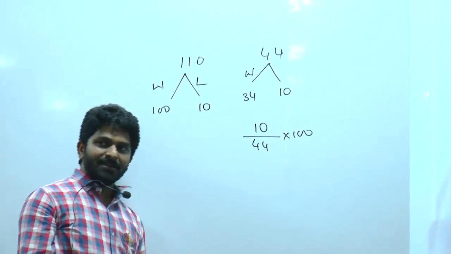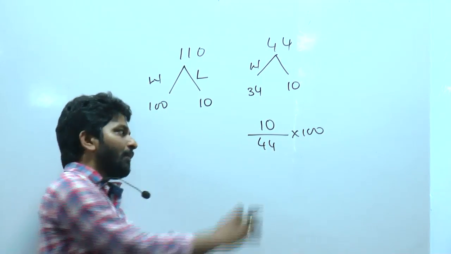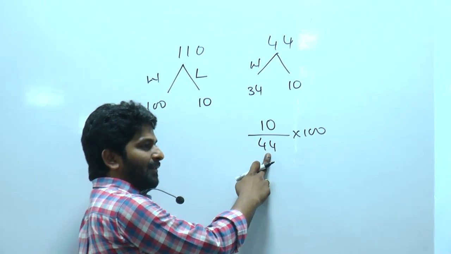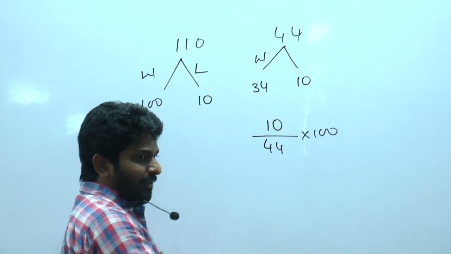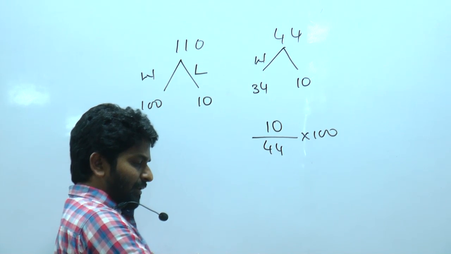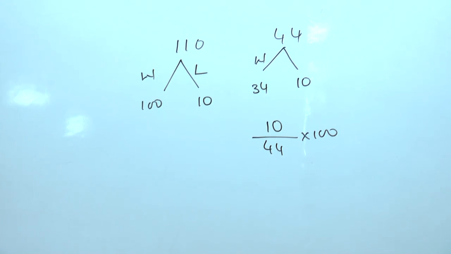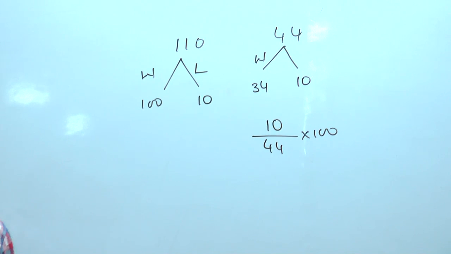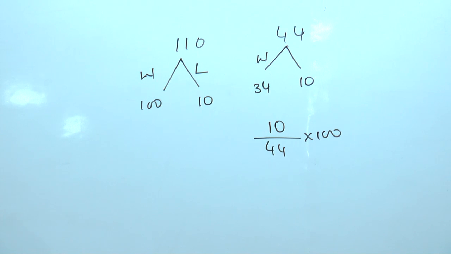4.4. 20%? So more than 20%? Agreed? What about 25% of this number? 11. So less than 25%, but more than 20%. How many options are there? Only one, 22.7. That's it. The answer should be more than 20% but less than 25%. Got it? Fine. Next.